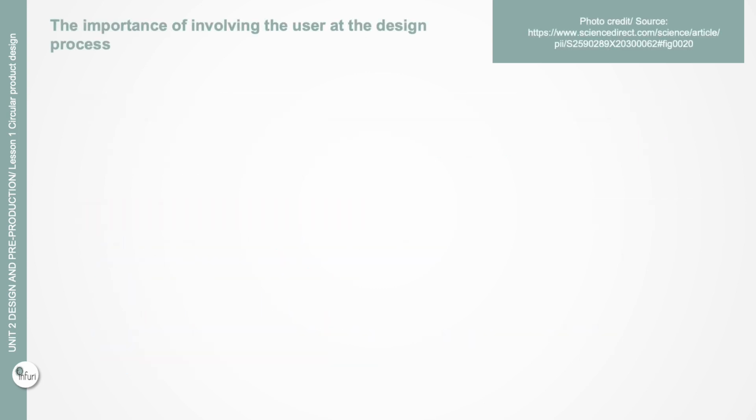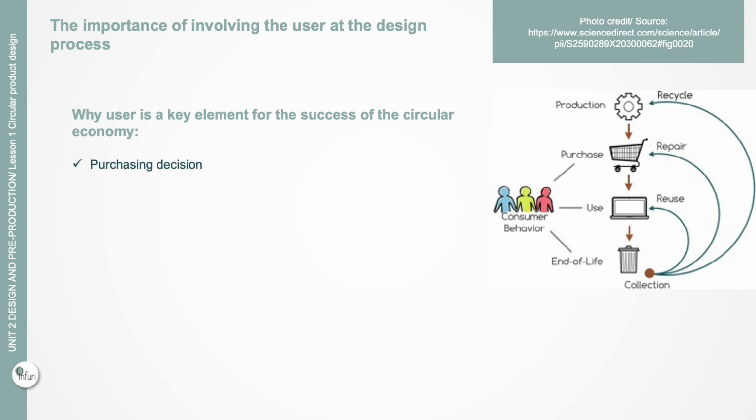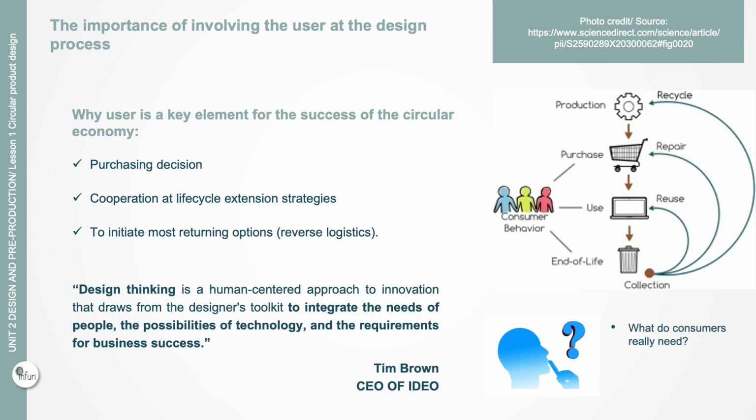Involving the final user in the design process is a key element to ensure the success of a circular business model, because first of all they should choose the circular product service system alternative at their purchasing decision, and then collaborate to put into practice the life cycle extension strategies incorporated in the product and to start the reverse logistic processes to close the different loops: repairing, refurbishing, recycling, remanufacturing.